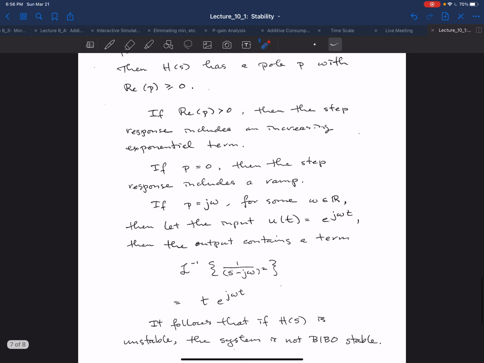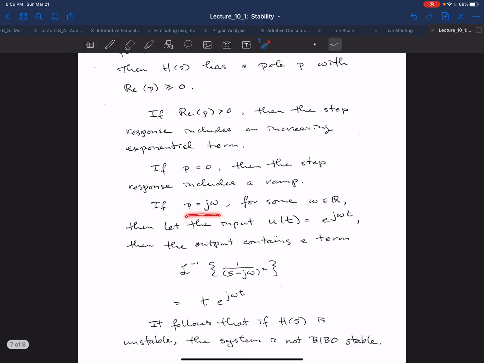So that shows that if you have a pole that lies right on the imaginary axis but is non-zero, then a bounded input can give you an unbounded output. This covers all of the cases of an unstable transfer function: the case where there's a pole that lies to the right of the imaginary axis, and the case where there's a pole that lies on the imaginary axis, either at the origin or elsewhere.